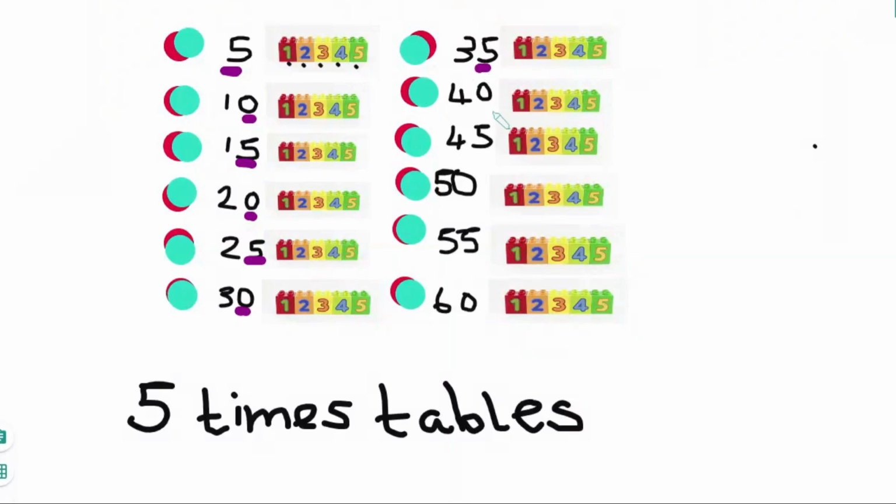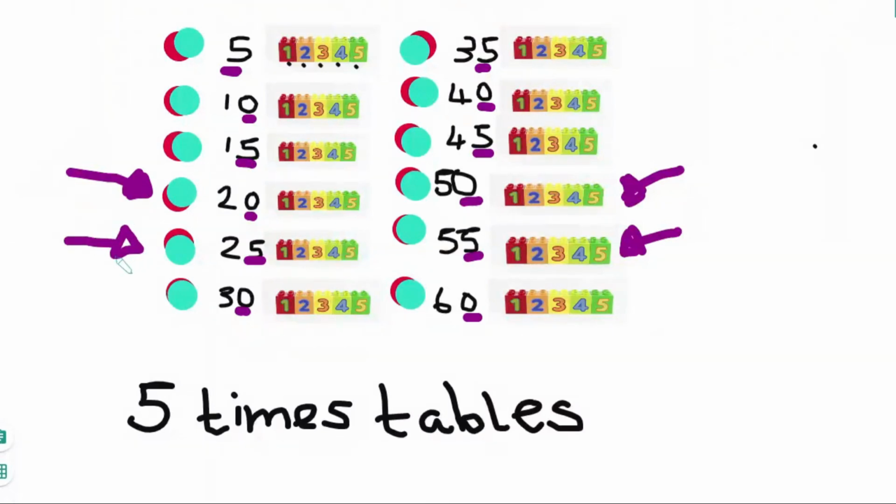And that can help us to remember our 5 times tables. Let's say, for instance, we're at 50. We know that when we're at 50, if we add another 5, it's got to be 55 because it must end in a 0 or a 5. Let's look at 20. If we're on 20, the next number has to be 25 because it ends in a 5.